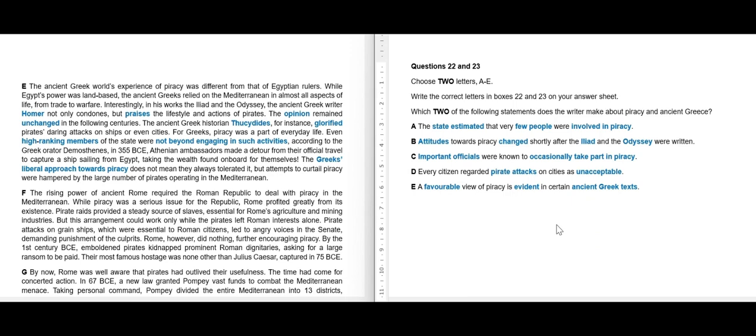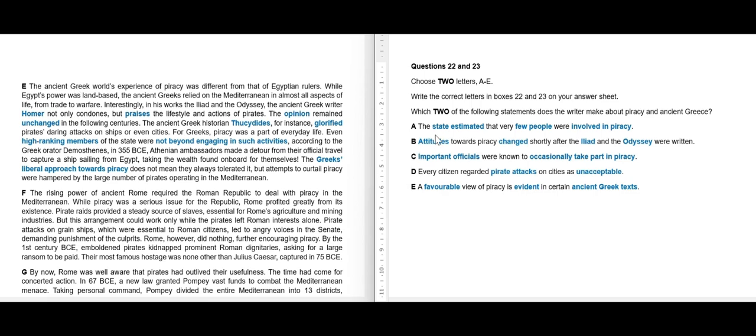Question 22 and 23. Which two of the following statements does the writer make about piracy and ancient Greece? Since the question talks about ancient Greece, we should straightaway go to paragraph E, which talks about ancient Greece. Now, let's have a look at the options.